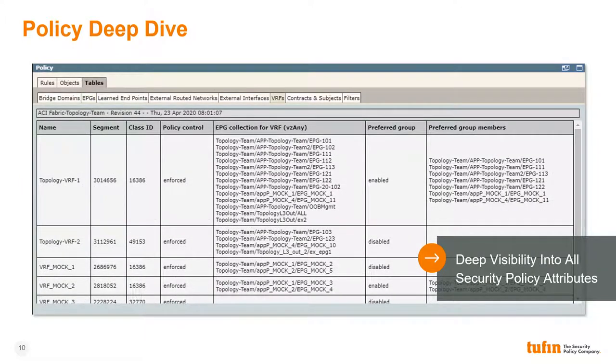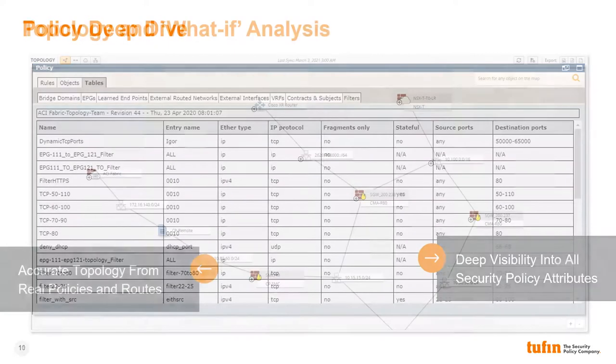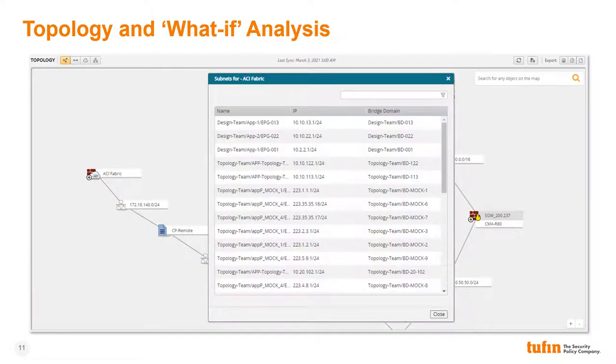In this example, we see all the components mentioned earlier that are used to define your ACI security policies and network configuration. Tufin's knowledge of network security policies and device configuration allows us to build an accurate network topology showing connectivity between all devices and subnets across a heterogeneous network. From the topology map, we can quickly view the basic configuration of each device.